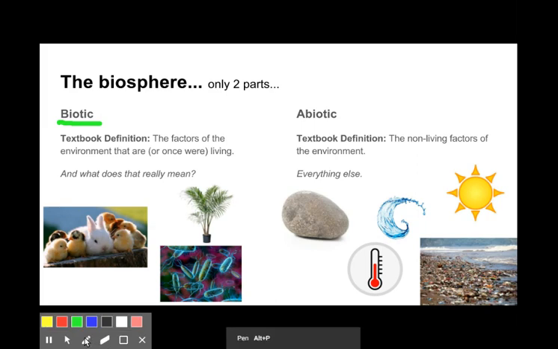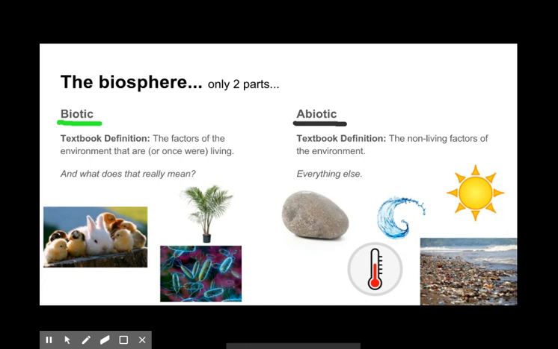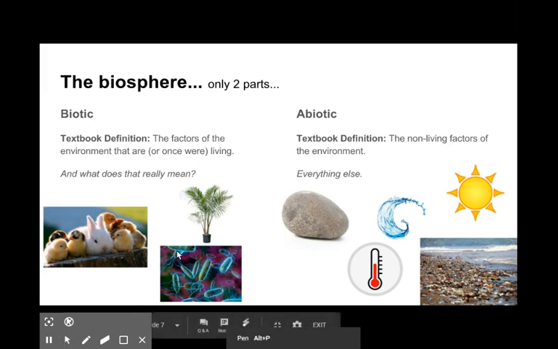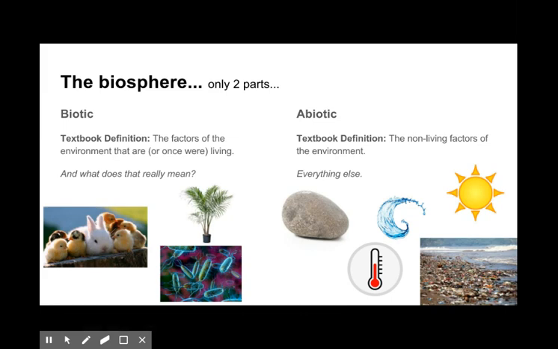Your abiotics, let's make those black. Or anything that doesn't meet the 8 characteristics of life. Rocks, water, temperature, wind. Now, it's important to realize that your abiotic factors affect your biotic factors, and vice versa. Your biotic factors affect your abiotics. Right? How hot it is affects you. How much water there is affects what plants live there. It's meshed, but they're separate.